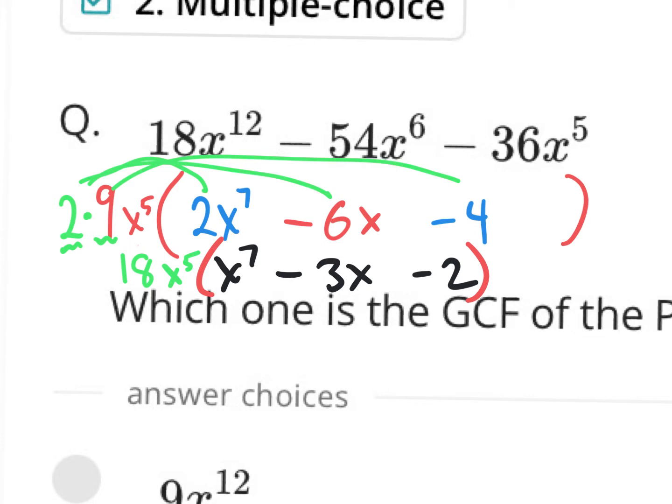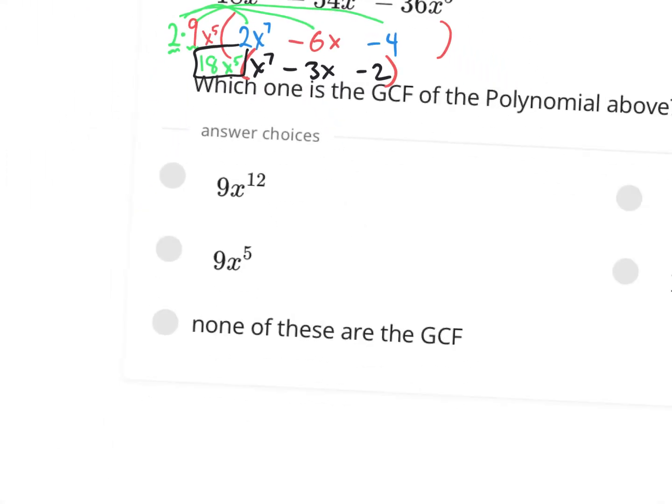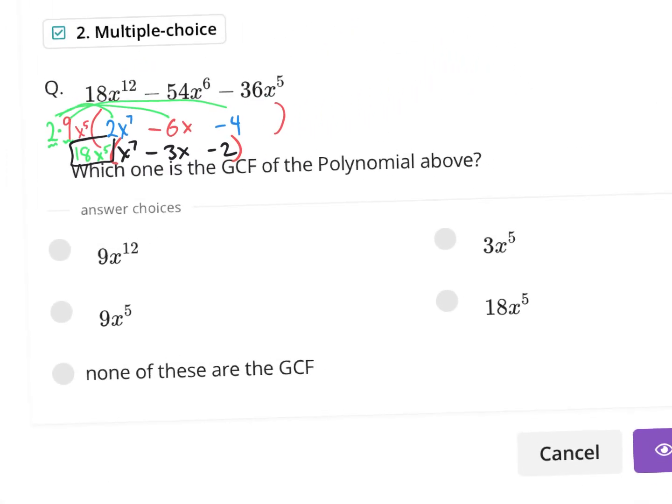But since I didn't notice that right from the start, I did notice a multiple of 9 in each one of them. I still looked at the inside, and there was still the multiple of 2 to pull out from all these 3 terms. So I pulled out the multiple of 2, and that gives us 2 times 9, which gives us 18. So the GCF is 18x to the 5th. 18x to the 5th is the GCF. That would be this answer right here.